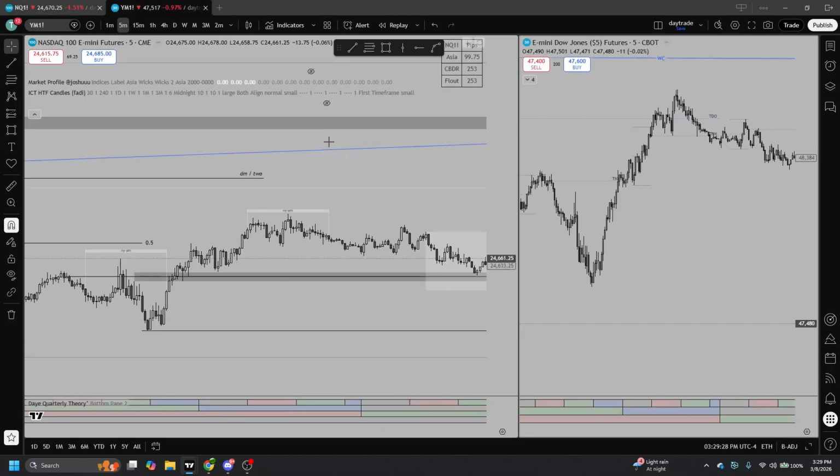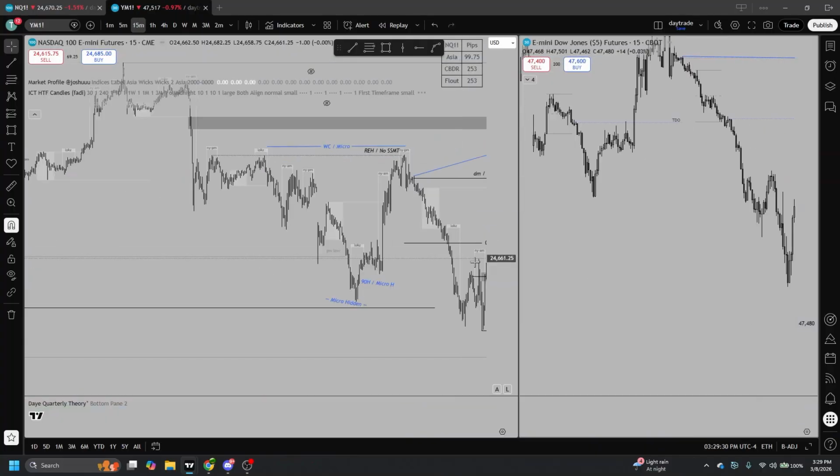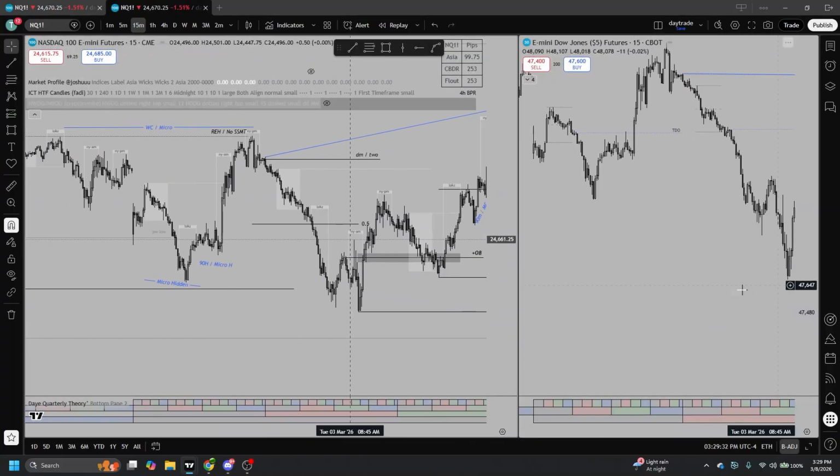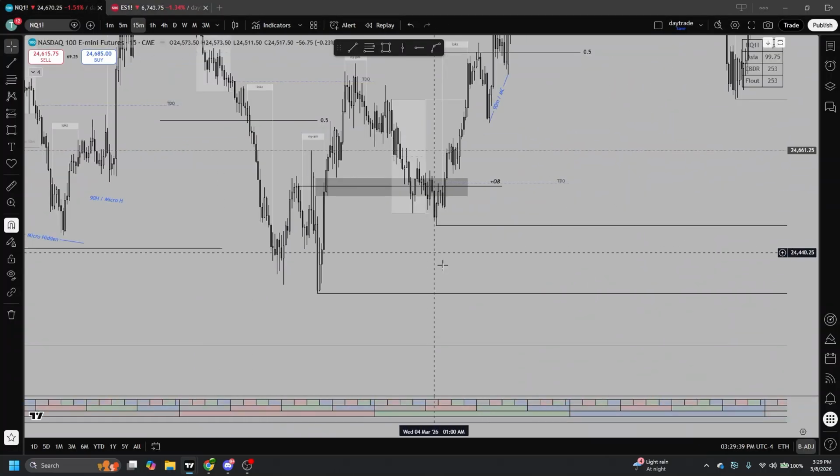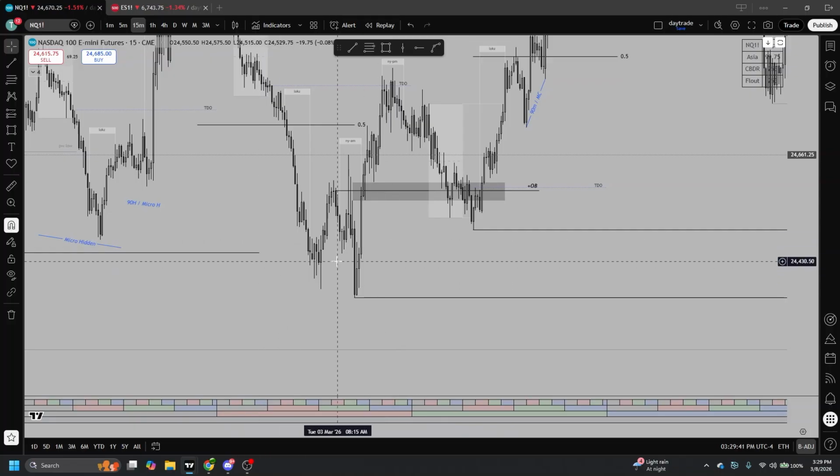Literally none. I don't know if maybe we had normal SMT. Nope. So no SMT, no sequential SMT. We just take that and reverse higher.